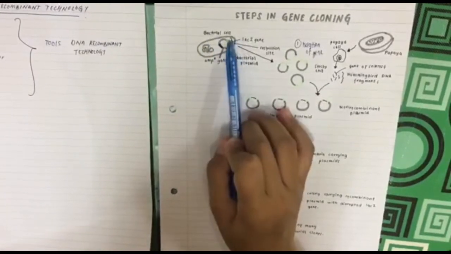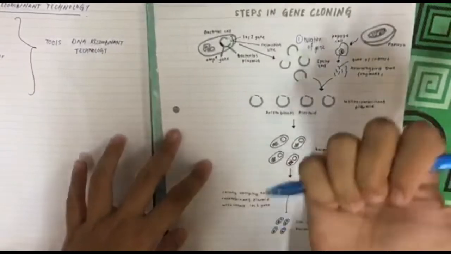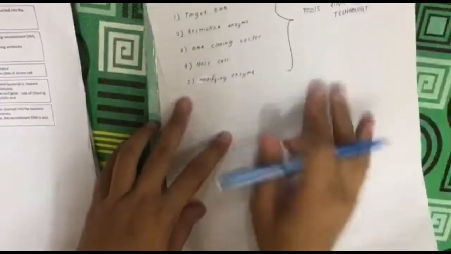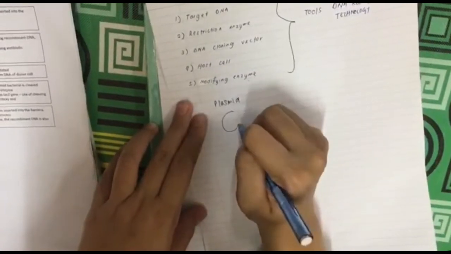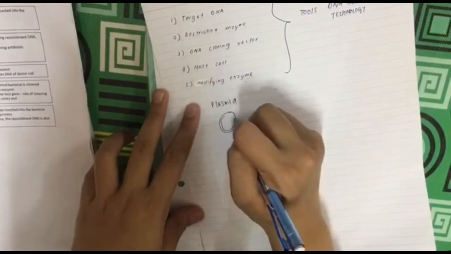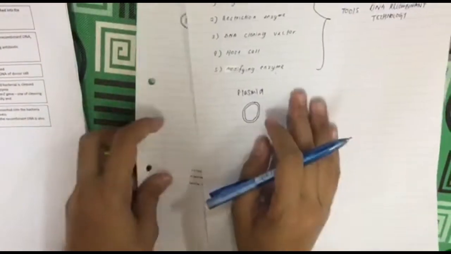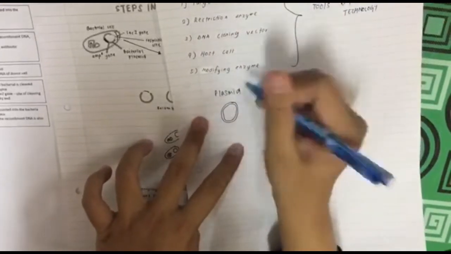We will take the plasmid from the bacterial cell. We will take out the plasmid from the bacterial cell. This is the plasmid that we have taken out from the bacterial cell. And then in the plasmid we have, like, lacZ.